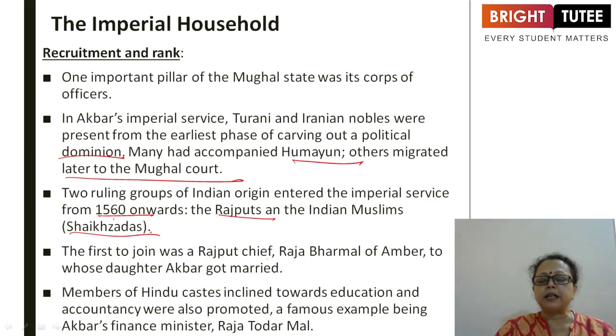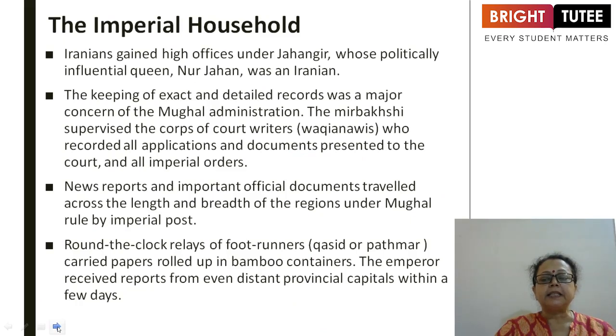The first Rajput chief to join the Mughal court was Raja Baharmal of Amber, to whose daughter Akbar got married. Members of Hindu castes inclined towards education and accountancy were also promoted, a famous example being Akbar's finance minister, Raja Todarmal. Iranians gained high offices under Jahangir, whose politically influential queen Noor Jahan was an Iranian.